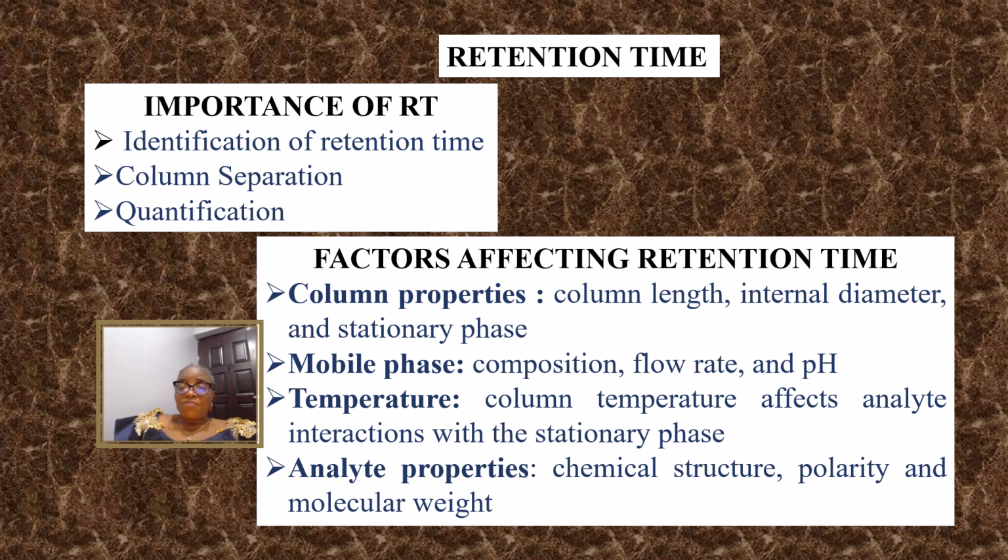What are the factors that affect retention time? Column properties: column length, internal diameter, and stationary phase. And then the mobile phase composition, flow rate, and pH are also factors. Temperature: column temperature affects analyte interaction with the stationary phase. And then also analyte properties: the chemical structure, polarity, and molecular weight.